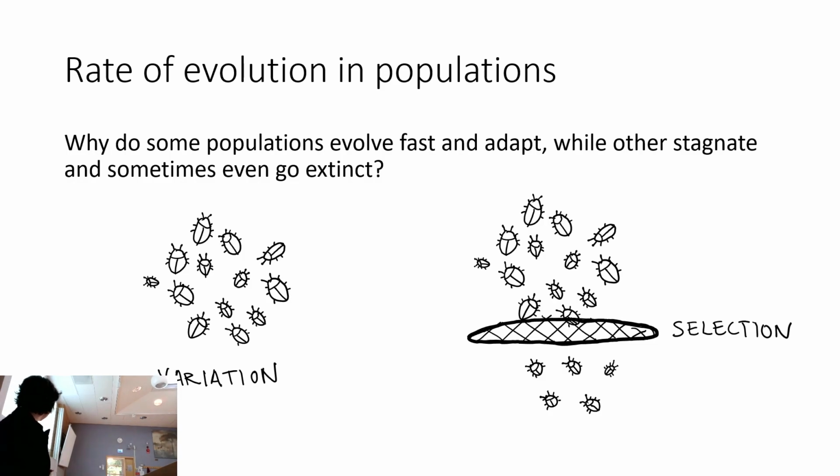So in order to study evolution in populations, we need to know something about the variation, and there we need to know something about the phenotypic variation, but also about the genetic or the heritable variation. And the other thing we need to know something about is the selection that is acting on that variation. And when we have these two components, we can make some predictions of how fast evolution can proceed.